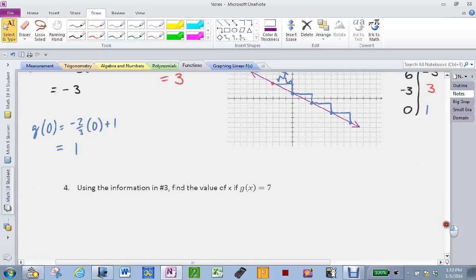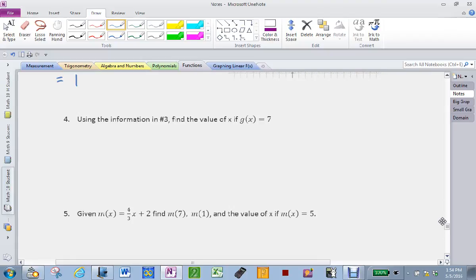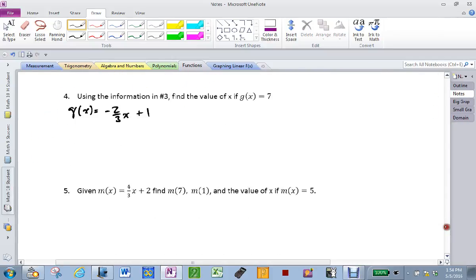Now, look at number 4 and tell me what's different. I'm going to rewrite the function g of x equals negative 2/3 x plus 1, right? Now, look at what I've been given. What's different? I have the answer, which is the output, don't I? Do I have an x? No, I have no x.